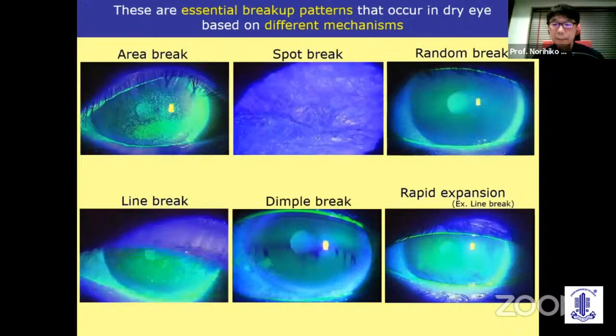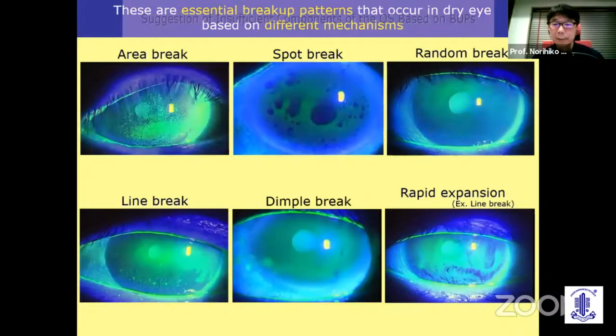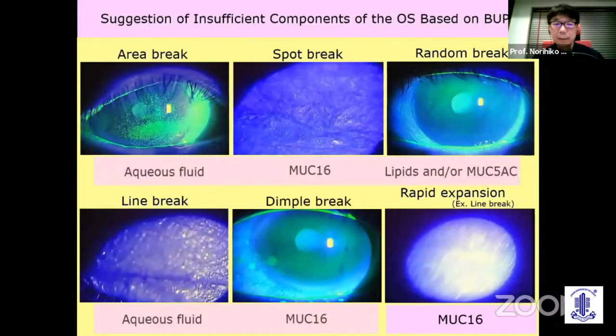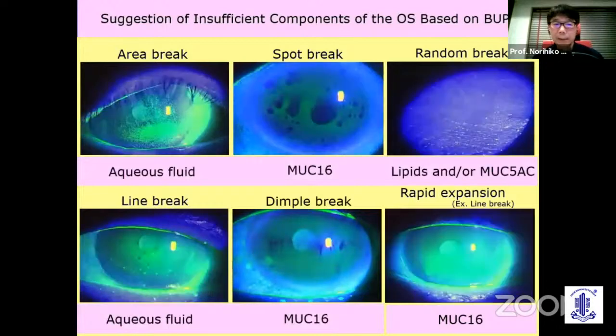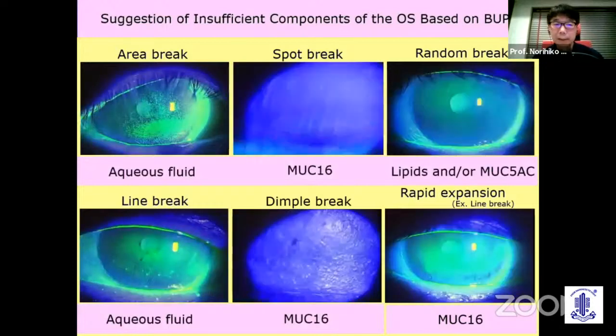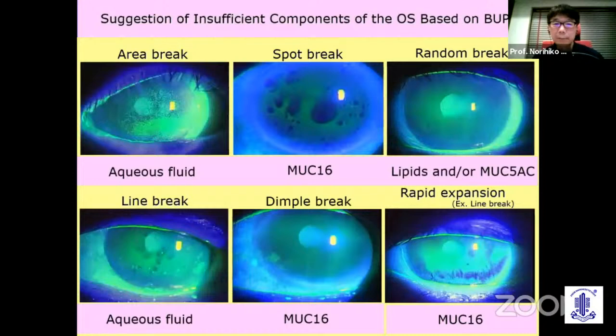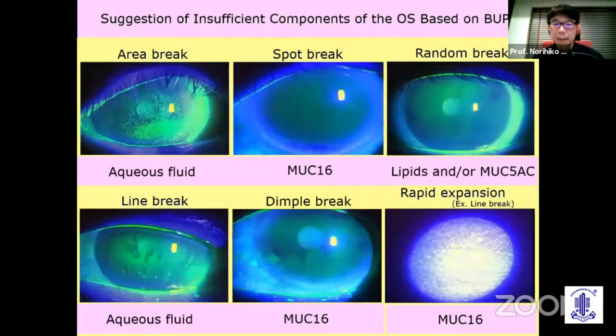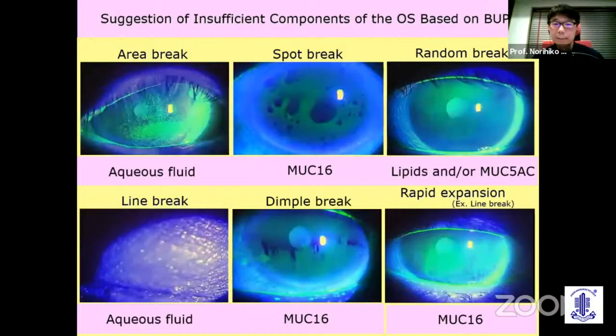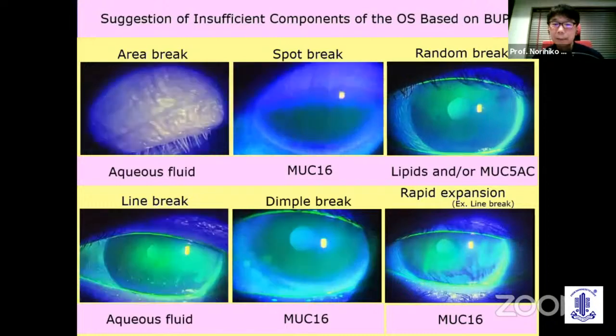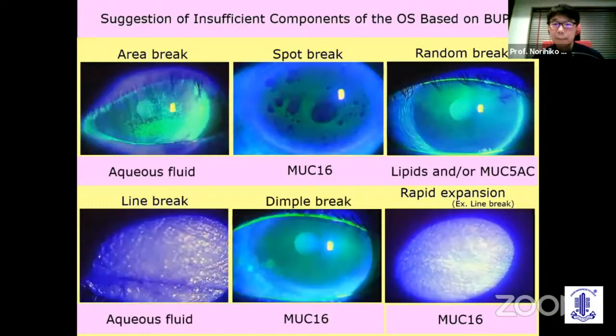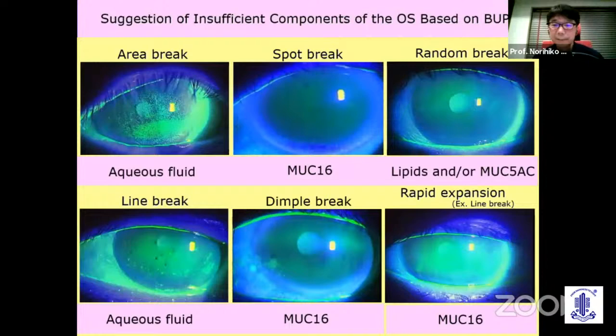Based on the breakup patterns, we can suggest insufficient components of the ocular surface. For area break, aqueous fluid is insufficient. For line break, aqueous fluid. Spot break, dimple break, rapid expansion: mucin is insufficient. And random break: lipids or mucin, which can suppress the water evaporation, is impaired.